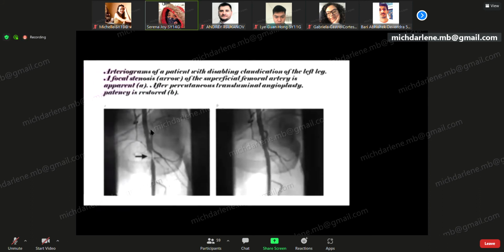And you see the picture of arteriograms of a patient with disabling claudication of the left leg and focal stenosis of the superficial femoral artery. This is after percutaneous transluminal angioplasty, and you see the recovery of the blood supply of the leg.